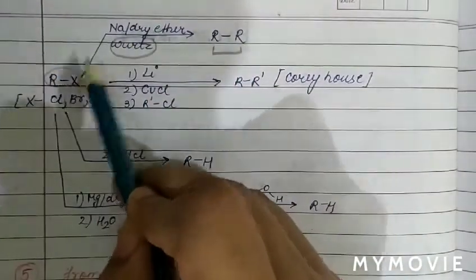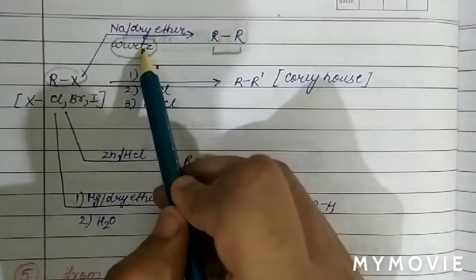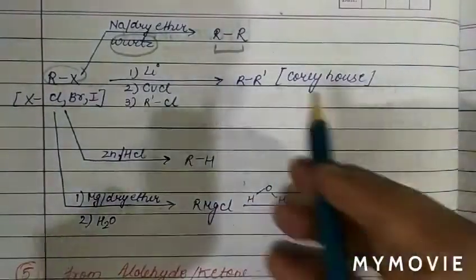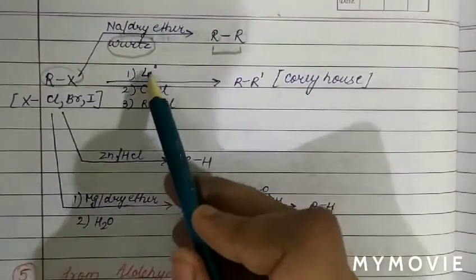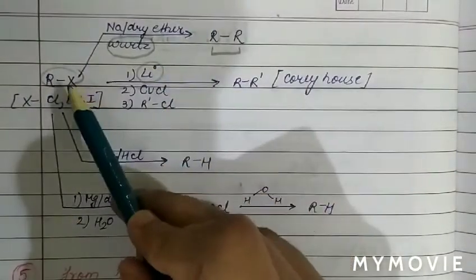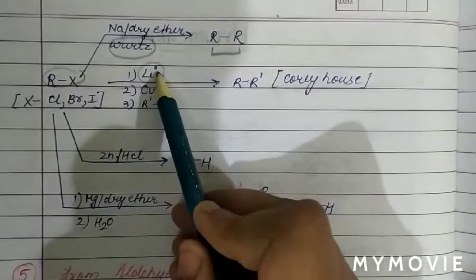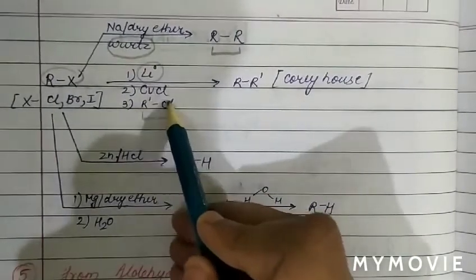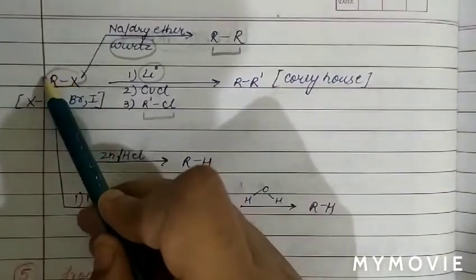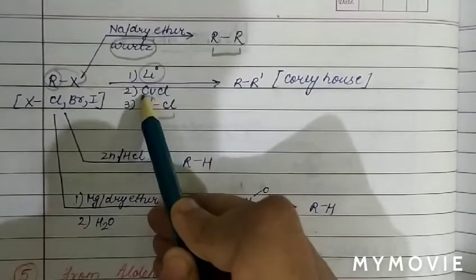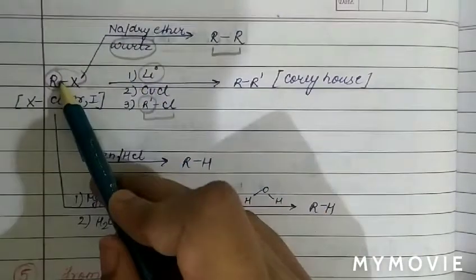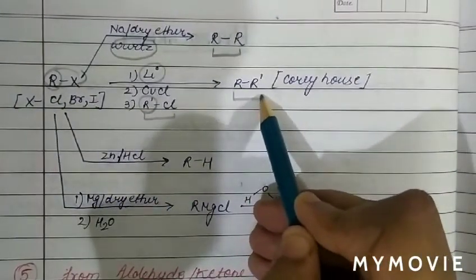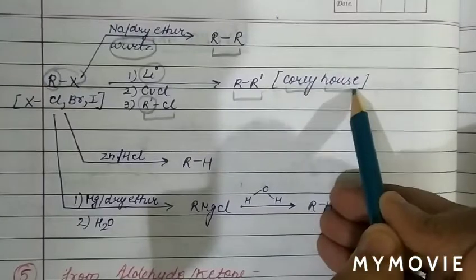Alkyl halide in presence of sodium and dry ether gives Wurtz reaction and alkyl halide changes into alkane. Now see another reaction. The other reaction is basically in presence of lithium. So when alkyl halide is added with lithium and also copper chloride and also alkyl chloride, which is R'-Cl, this R group will join with R' group. So when R and R' join, it forms alkane R-R'. This reaction we call Corey-House synthesis reaction.